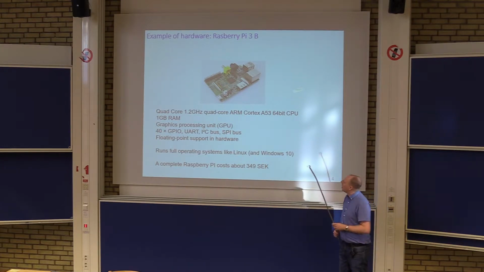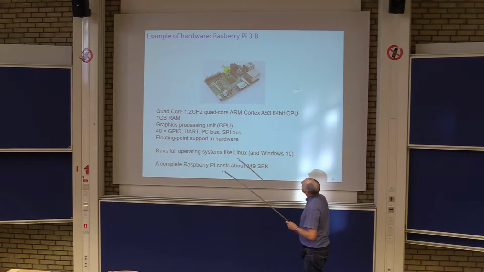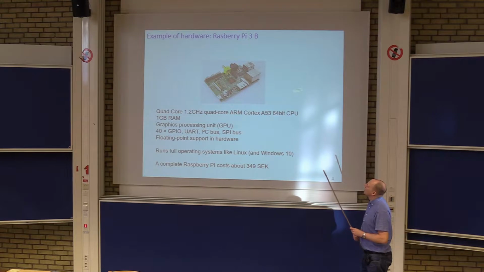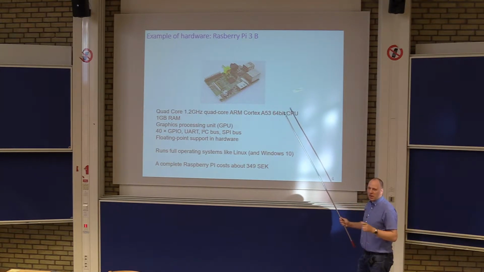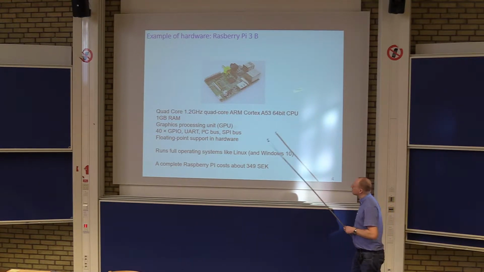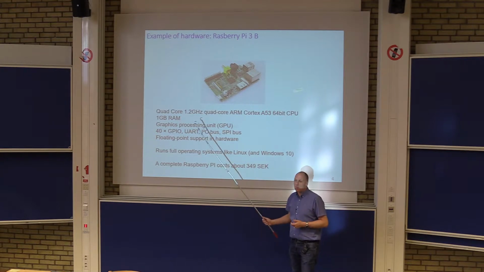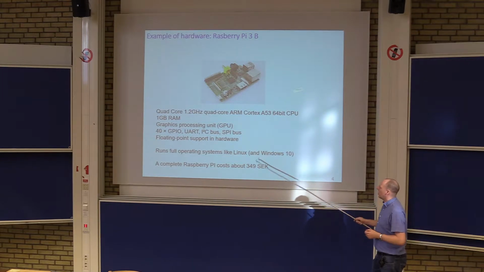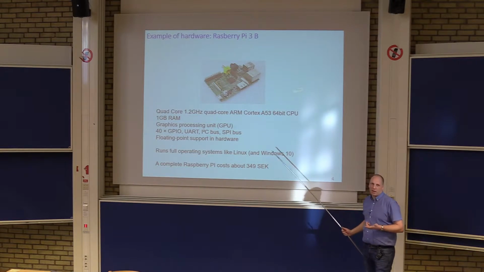So it's almost 10 times as fast as the processor we had in the Crazyflie, and it is a 64-bit processor, meaning that all the registers and all the calculations are done on 64-bit numbers. And it has 1 gigabyte of RAM. It has a graphical processing unit, different buses to communicate, floating point support in hardware, and you can run Linux or Windows 10 on this, and you can go and buy it.